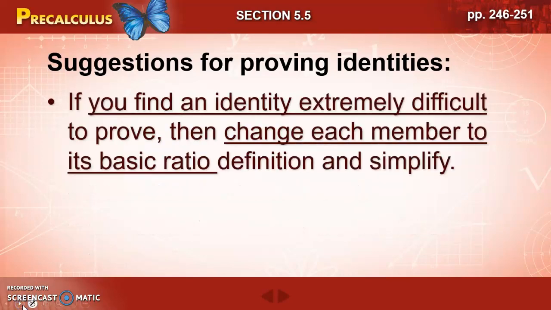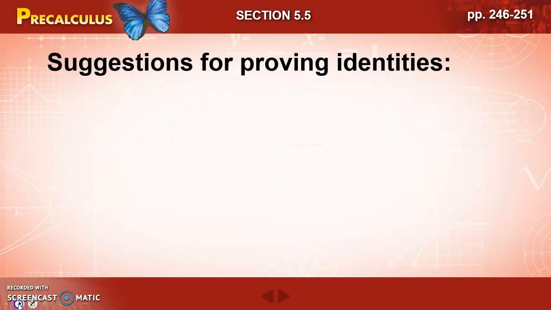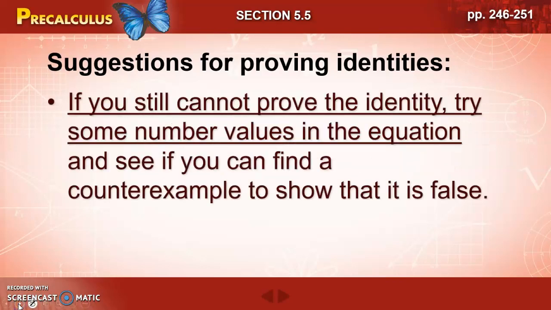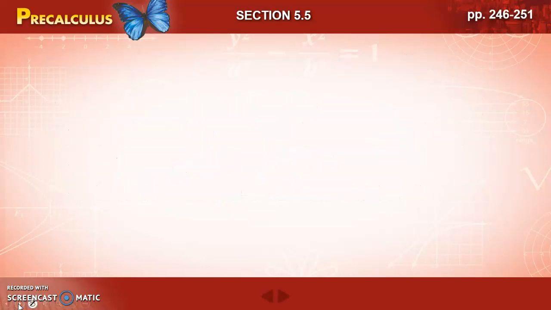If we find an identity that's extremely difficult to prove, then we need to change each member to its basic trig ratio, definition, and simplify. So if we're stuck and we can't figure out what to do, we would change each to its basic ratio. Again, I'll show you that when we work through some problems, and then try to simplify from there. If we still cannot prove the identity after all of these steps, we want to try some number values in the equation and see if we can find a counterexample to show that this identity is false. All right, so that's what we're going to do. Part 2 of this video will take a look at some actual proofs that we will work through together.